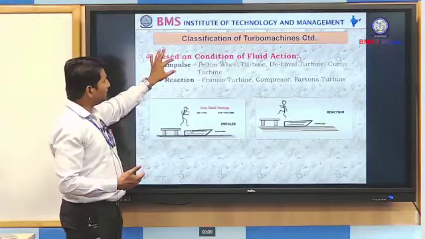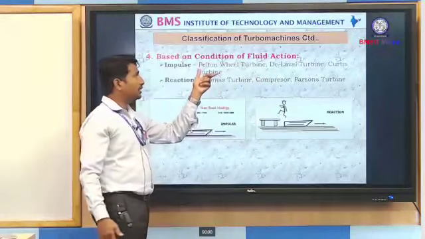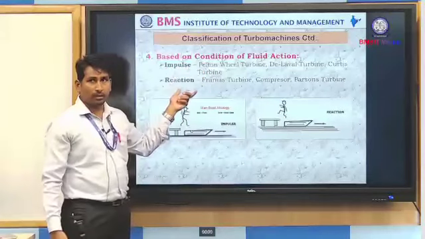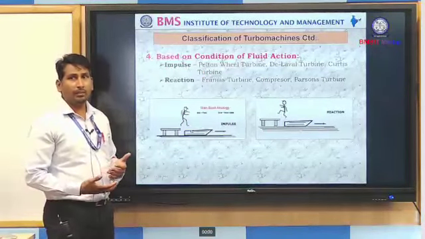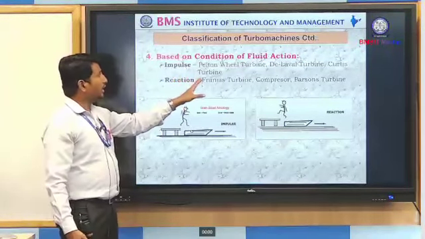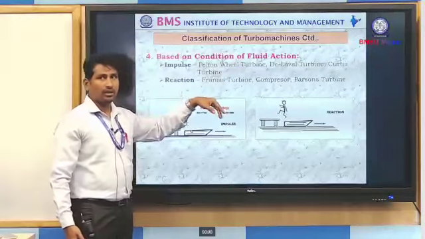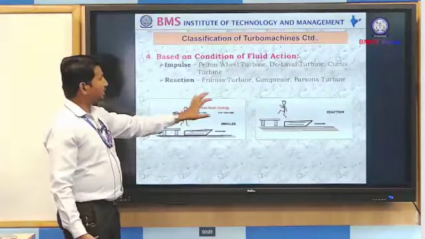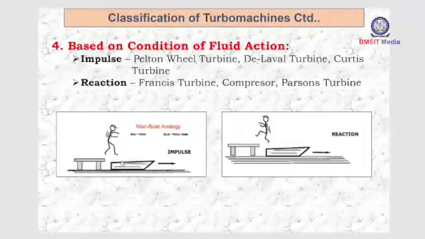The best examples for the impulse turbine are the Pelton wheel, De Laval turbine, and Curtis turbine. These three turbines are the best examples of impulse turbines. For the reaction turbine, the Francis turbine, compressor, and Parsons turbine are the best examples. We will study in detail the working principle of Pelton, De Laval, Curtis and others in further classes. This is the best analogy to explain the reaction force and the impulse force. Thank you.